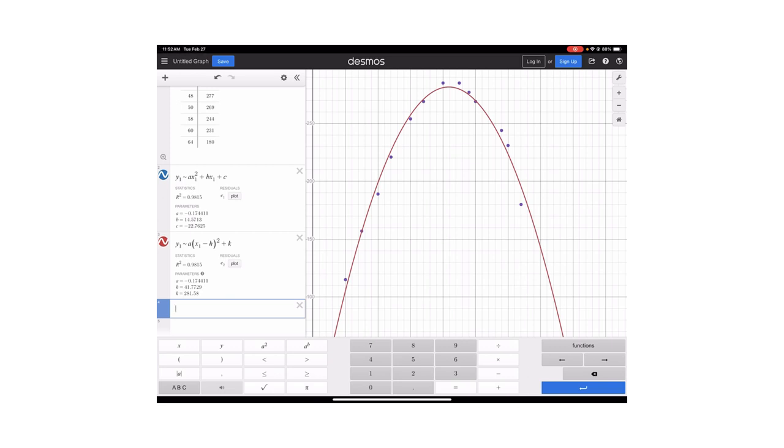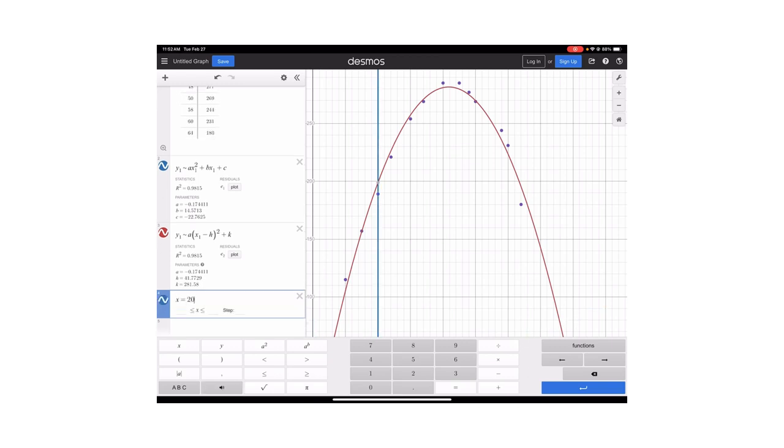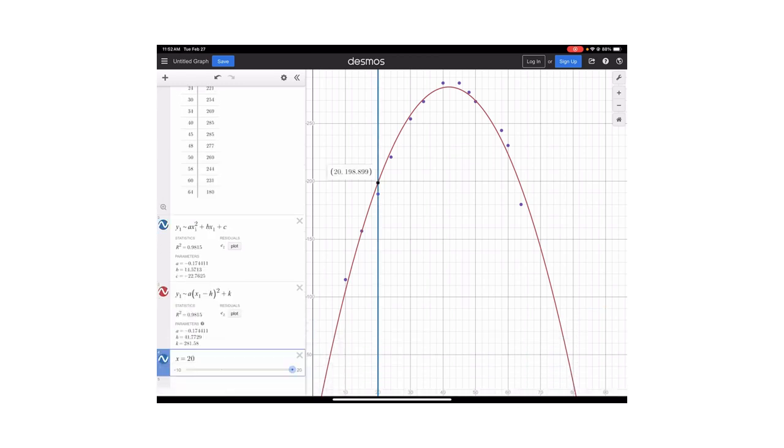Other questions that we could ask: what would the height be after, say, 20 seconds? A quick way to do that, I could plug a 20 into the quadratic equation wherever there's an x. Or on the graph, I could just type x equals 20. And right there is the point at an x value of 20, this rock or ball or whatever I threw would be 198 meters up.